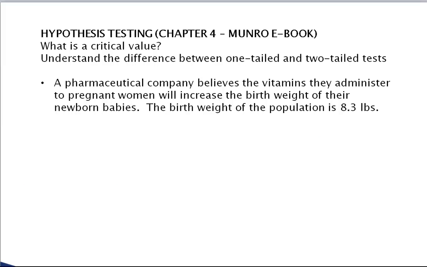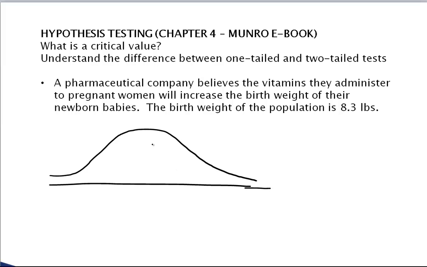Here, what is the critical value, and understand the difference between one and two-tailed tests. So we went over that a bit, and the critical value would be this one, 0, and then out here the critical value. Or let me put it as the unstandardized normal distribution, where we have it as 8.3 pounds.